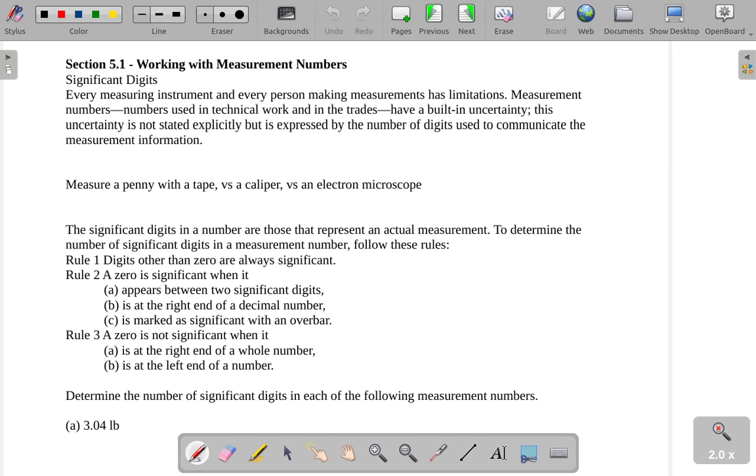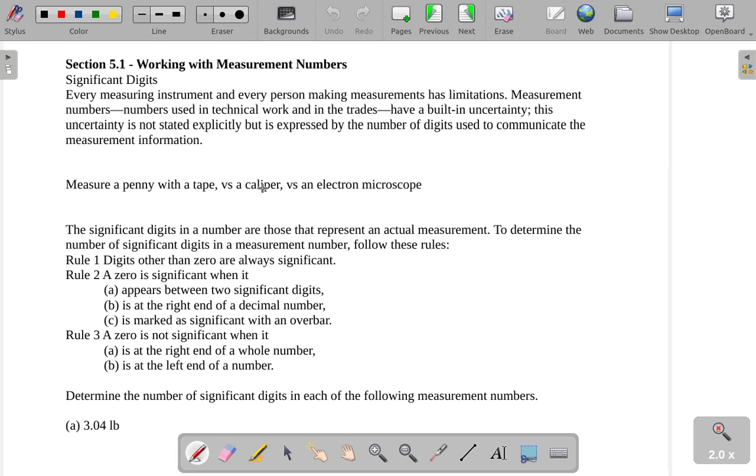Whenever we take a measurement of something, there are always inherent limitations of that measurement. There's always an uncertainty with that measurement. So, for instance, if you have a penny and you're trying to measure the width of that penny, or the thickness of it, you could use a measuring tape. That's one way to measure it. But you can only get so accurate there.